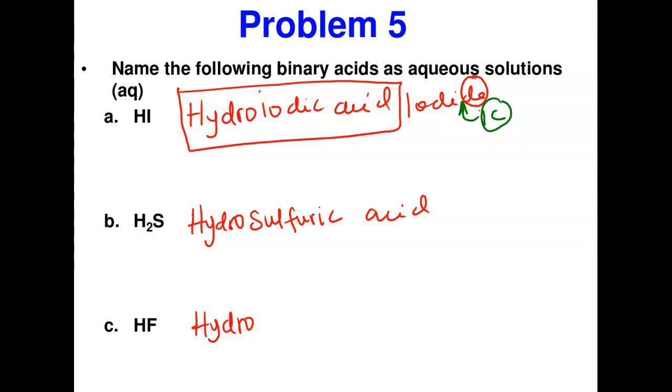Then this is fluoride. We're going to drop the IDE and put what? IC. So it's going to be hydro, fluoric, hydrofluoric. Let me put that fluoric as well. FLUO, fluoric acid. And that is how you name these ones.